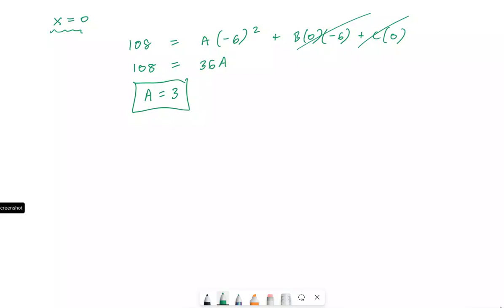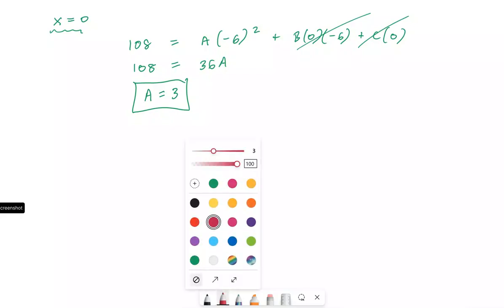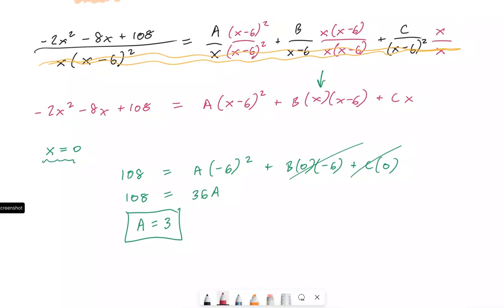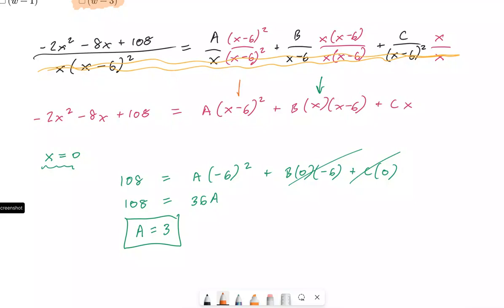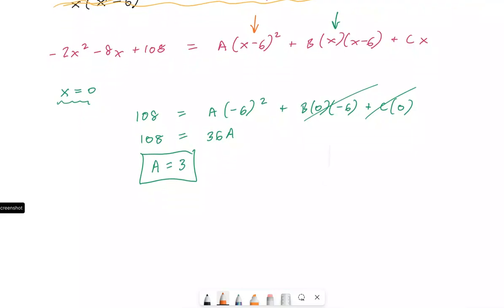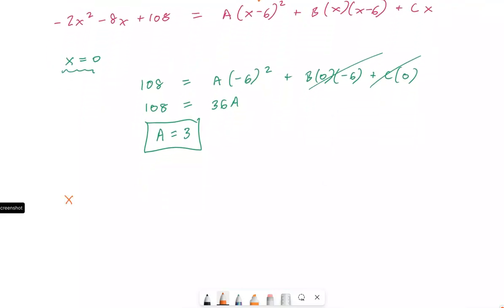Next thing I'm going to do is go back to my equation. You see this right here, this number, pointed out in orange. If I pick x equal to 6, that parentheses will go away. So this is a really nice choice I'm going to make. I'm going to say x equals 6. And when we do that and plug it in on both the left and right sides, I'm going to skip a little bit to make this faster.